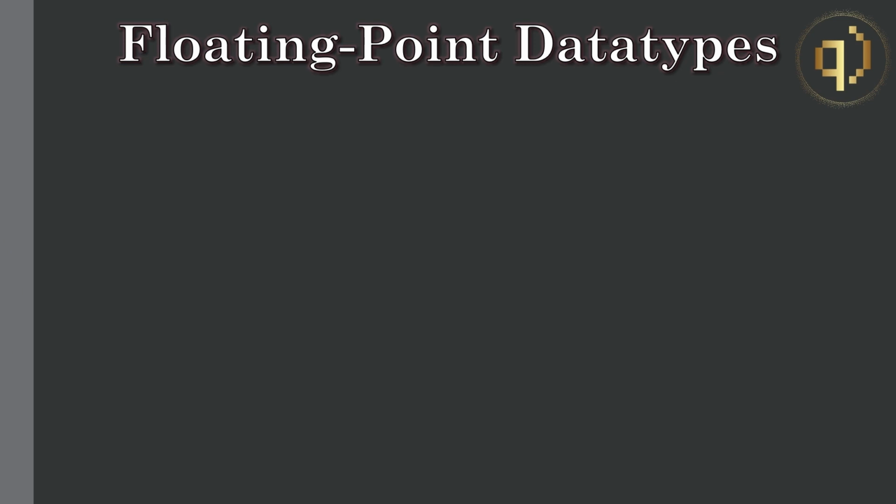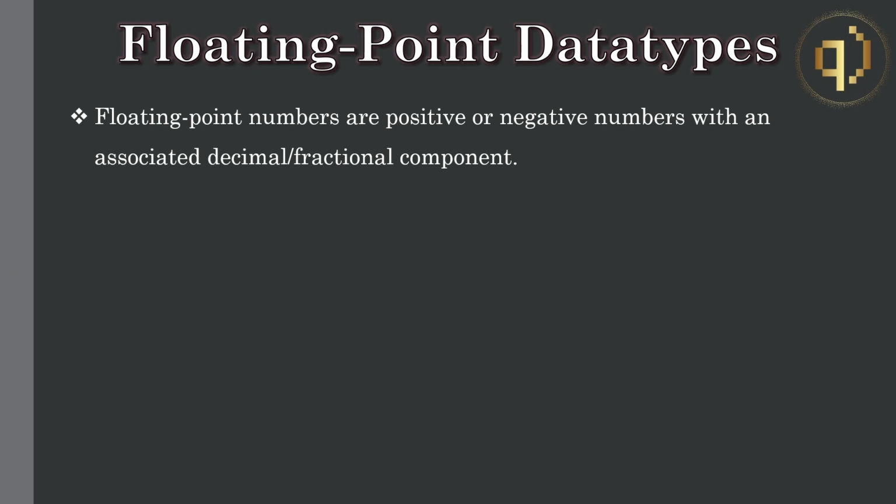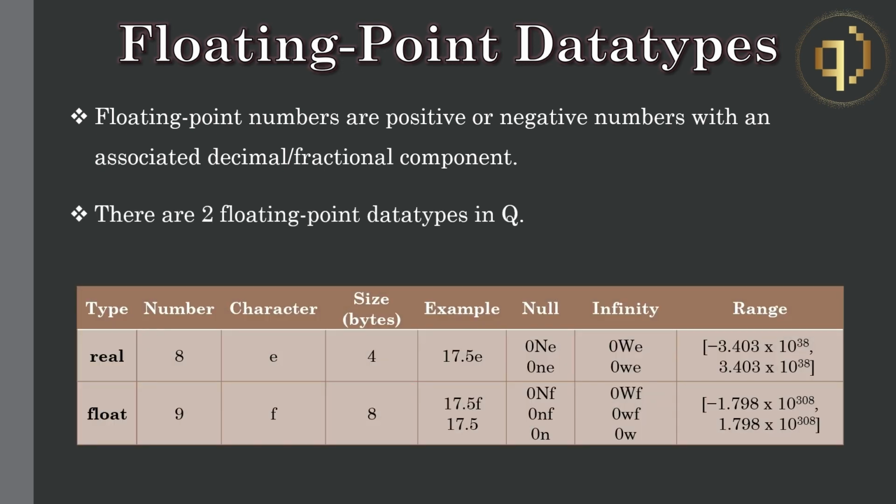Firstly, what are floating point numbers? Floating point numbers are positive or negative numbers with an associated decimal or fractional component. Q has two floating point data types. This table summarizes the main characteristics of each of the floating point data types.